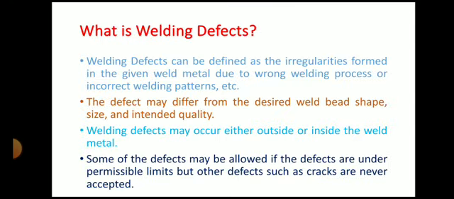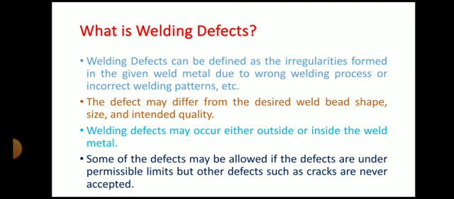So what is welding defect? The welding defect can be defined as the irregularities formed in the given weld metal due to wrong welding process or incorrect welding pattern. So basically the welding defect occurs due to the wrong welding processes or incorrect welding pattern. The defect may differ from the desired weld bead shape, size and intended quality.